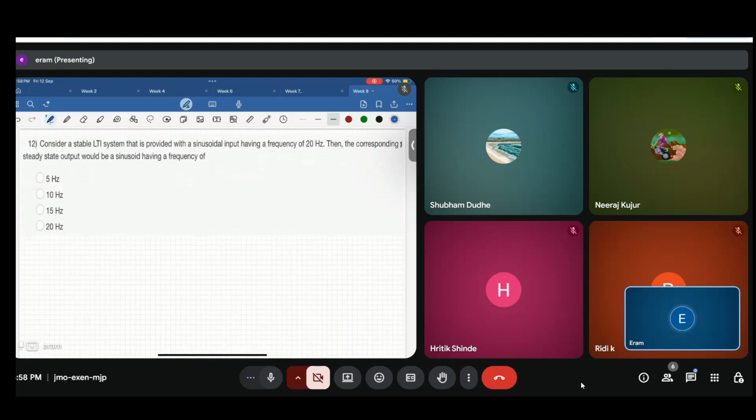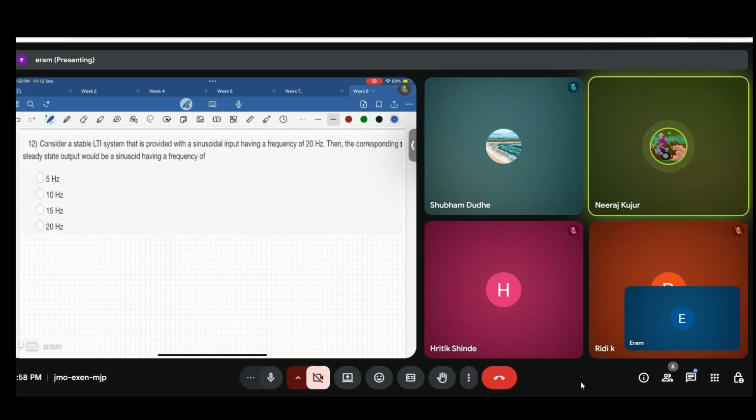You have an LTI system and you have provided a sinusoidal input, and the frequency of the input is 20 hertz. Then you have calculated the steady state output with this input. Then what will be the frequency of the steady state response? 20 hertz. 20 hertz, ma'am. Yes, correct.